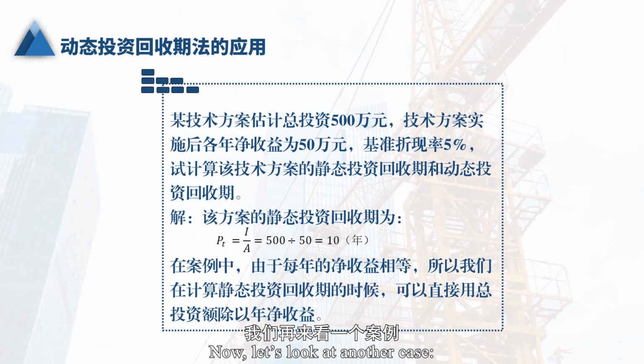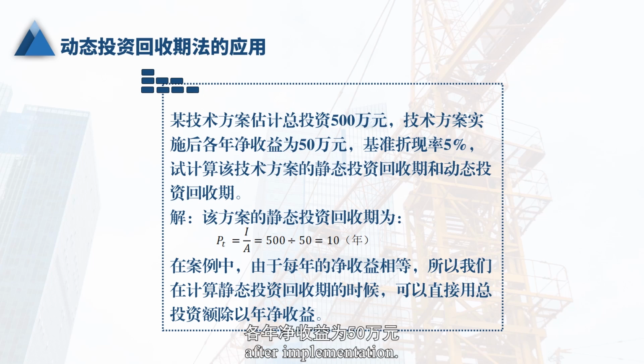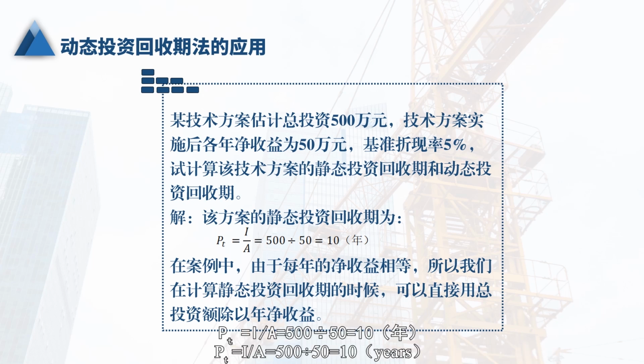Now, let's look at another case. A technical project is estimated to have a total investment of 5 million yuan, with an annual net income of 0.5 million yuan after implementation. The benchmark discount rate is 5%. Calculate the static and dynamic investment payback periods for this technical project. Solution: for the static investment payback period of this project, P_t equals I over A equals 500 divided by 50 equals 10 years.